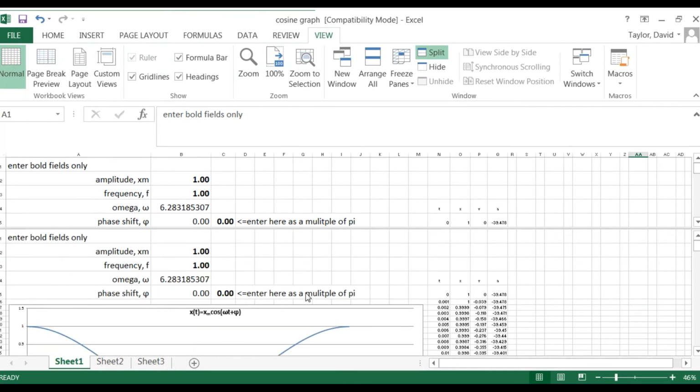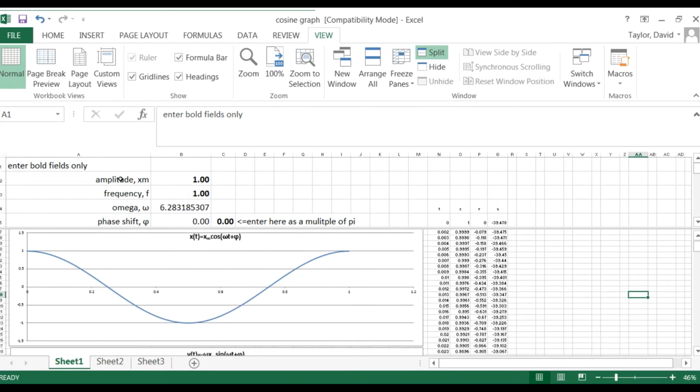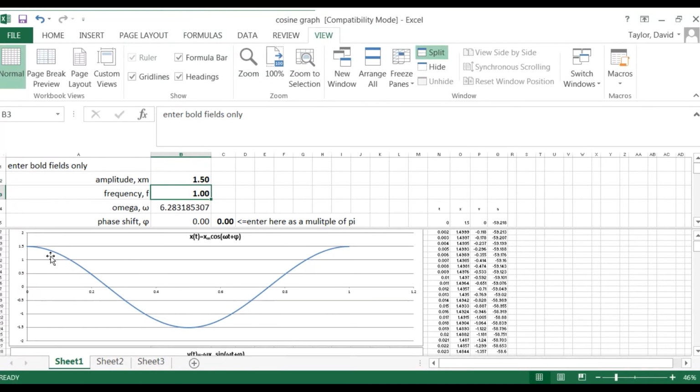So you can see all the graphs, and here you can enter the amplitude, the frequency, and the phase shift, now as a multiple of pi. So if I wanted a phase shift of pi, I would enter 1 here. So let's go ahead and just see how it changes if I change my amplitude to, say, 1.5. Okay, so you can see the amplitude of the wave changed to 1.5.